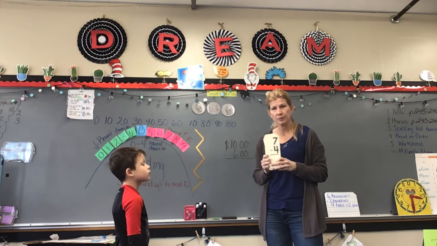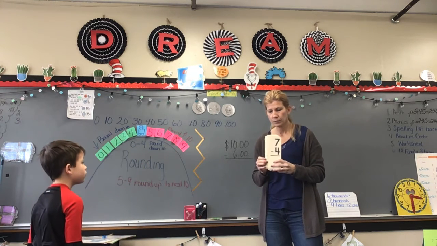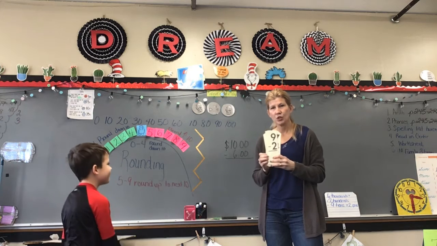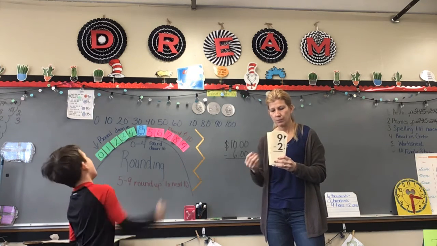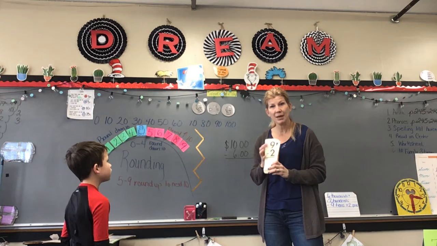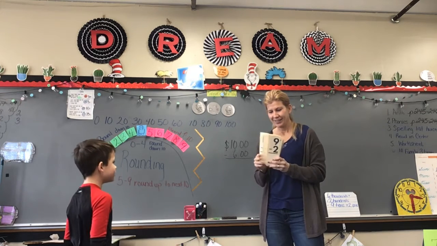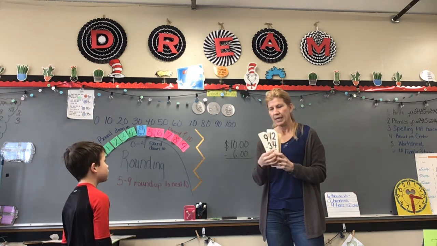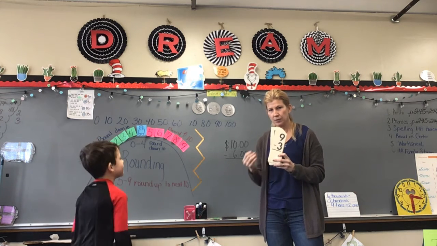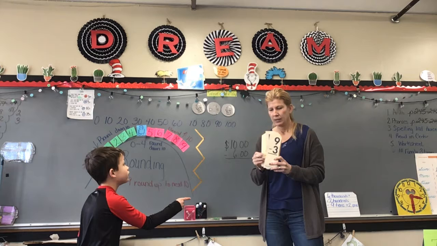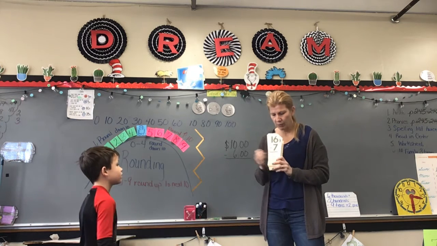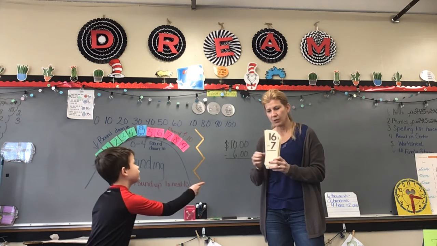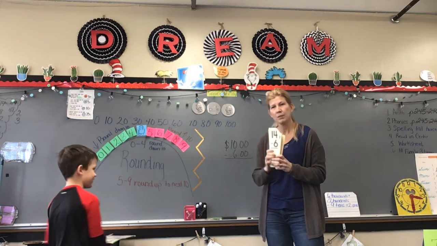7 minus 4 equals? 3. 7 minus 2 equals? Oh, I'm sorry, 9 minus 2. 7. 12 minus 4 equals? 8. 9 minus 3 equals? 5. 16 minus 7 equals? No, 9. Oh, that's okay.